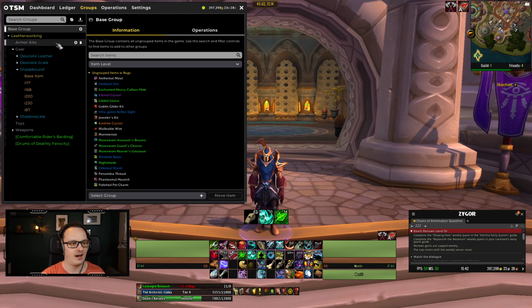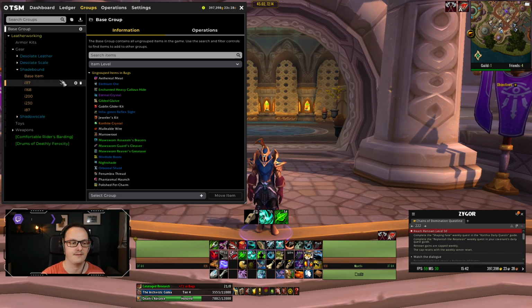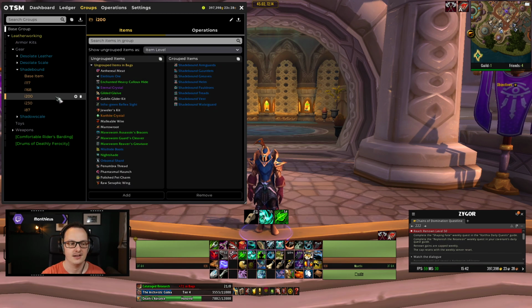We now have the armor kits in a group, we have some of the gear split down into different groups, and we've even gone as far as subcategorizing the different item levels of gear that we can make and making sure that everything's grouped up nice and neat and tidy. But this is all only so good and well, right?